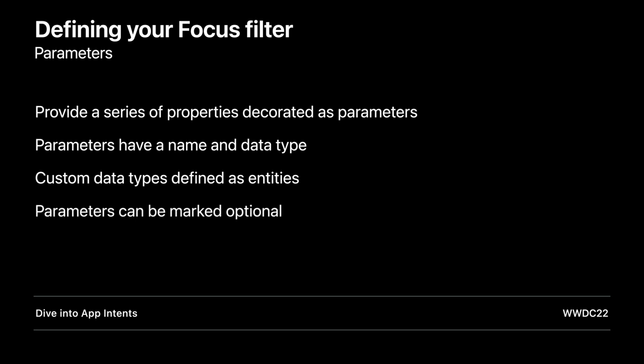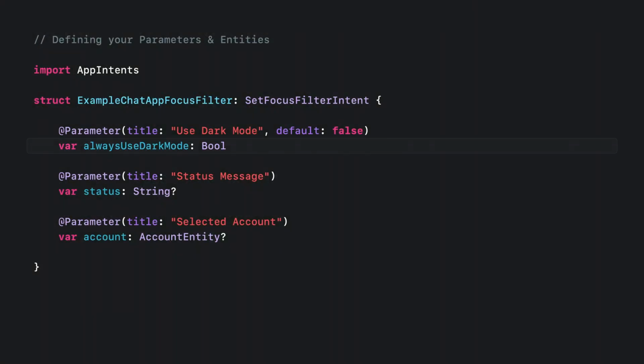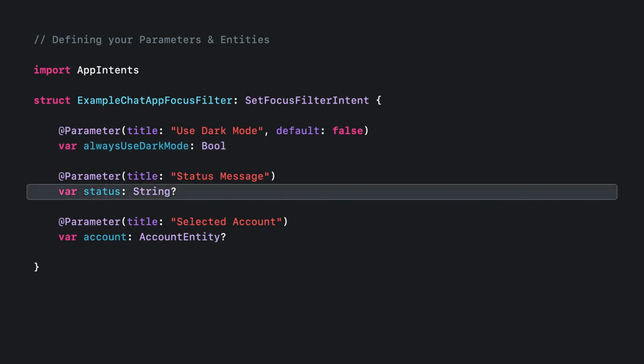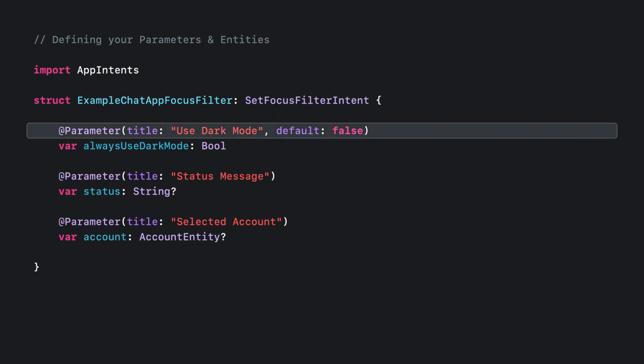Parameters can be marked as optional, which means that they do not have to be configured. Parameters that are not optional should provide default values. In code, you specify a parameter or an optional parameter by defining a variable of the type that you want in your focus filter and decorating it as a parameter. Here, I've created a required bool parameter that represents whether my focus filter should always use dark mode. I've set its default to false.